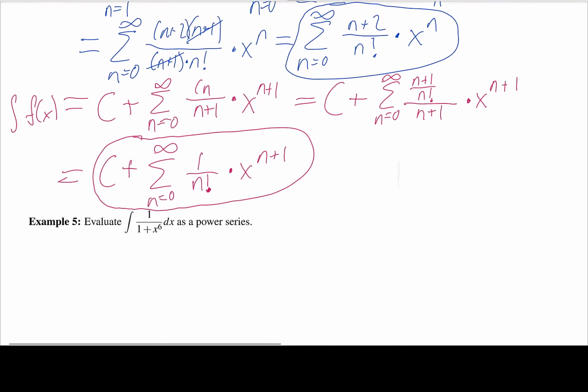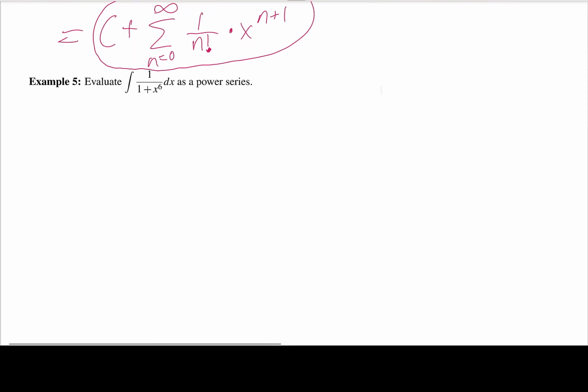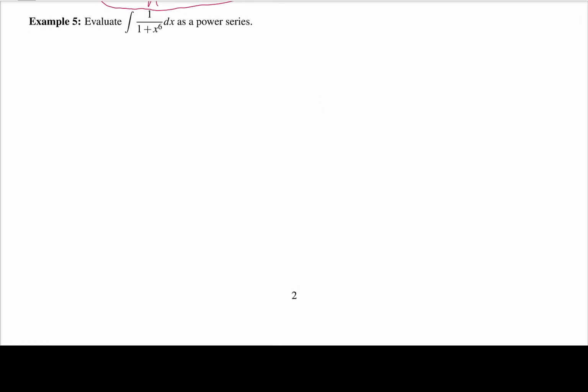Alright, now let's look at the next problem. This next problem really isn't as simple as the previous problem, because our f of x function, this 1 over 1 plus x to the 6th, hasn't been given to us as a series. So what I want to do is convert it into a series. So I'm going to call this fraction right here f of x.